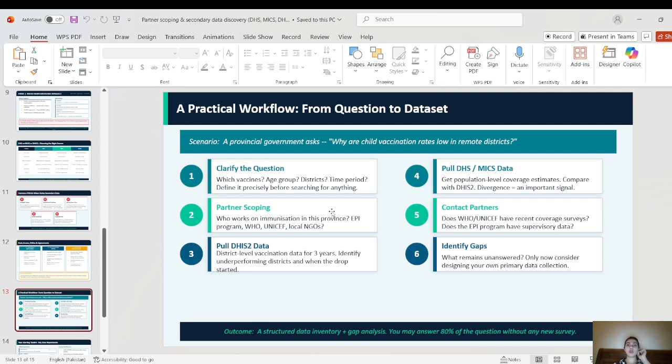The scenario given was that the government asked why child vaccination rates are low in remote districts. First, we applied DHIS2 over it. Then we applied DHS and MICS over it. Then we saw how it's working. Just read this example by yourself and you'll be able to answer the questions coming to your mind. The outcome is a structured data inventory plus the gap analysis. You may answer 80% of the questions without any new survey.